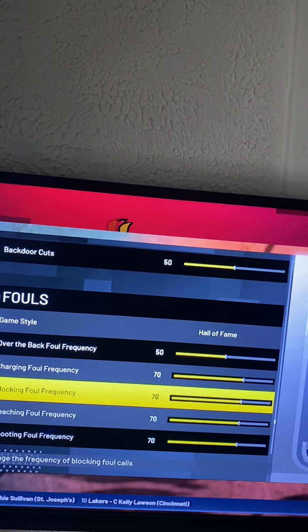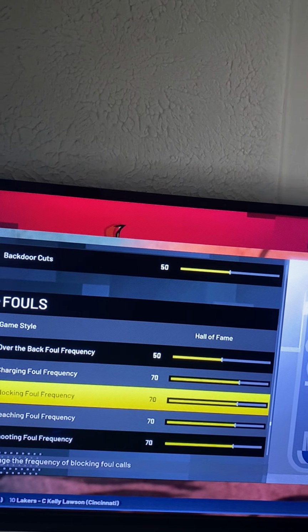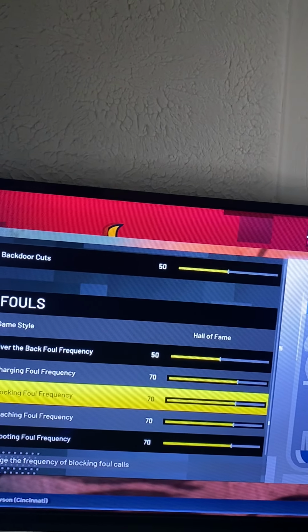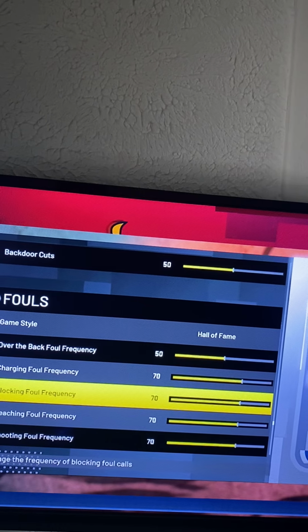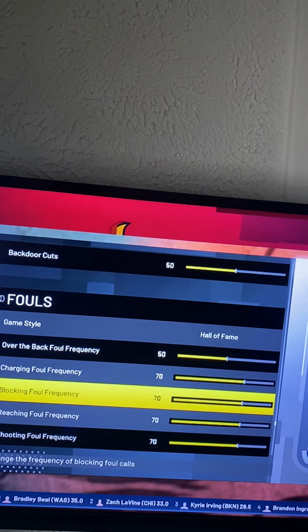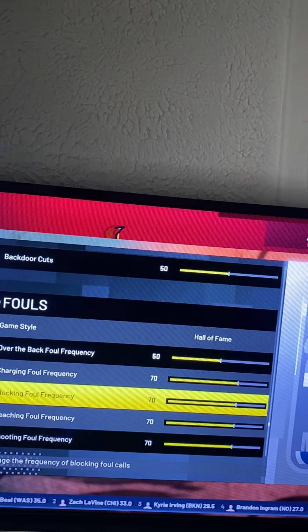And I know this. Why? Because this isn't basketball. This is not how basketball is supposed to be played. This is not real simulation basketball.